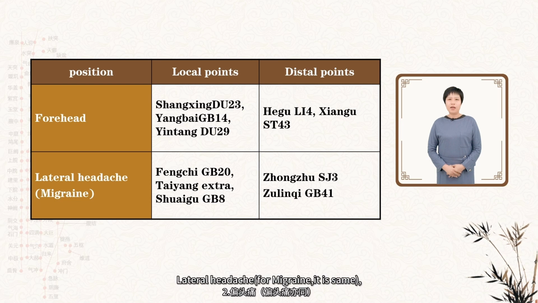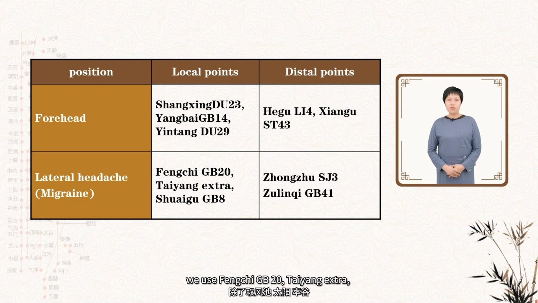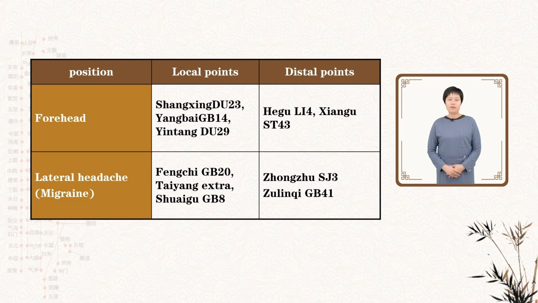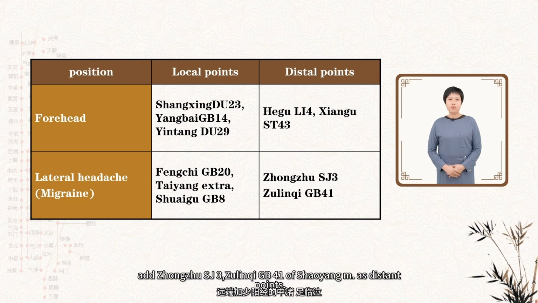Second, for lateral headache, or migraine, it's the same. We use Fengchi GB 20, Taiyang extra point, Shuaigu GB 8 as local acupoints, and Zhongzhu triple energizer 3, Zulinqi GB 41 of the Shaoyang meridian as remote points.